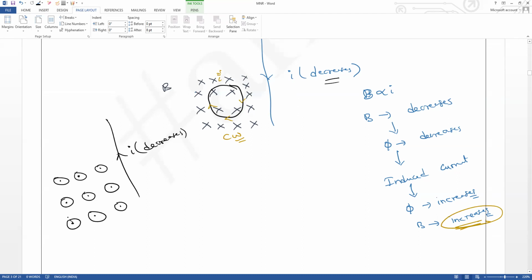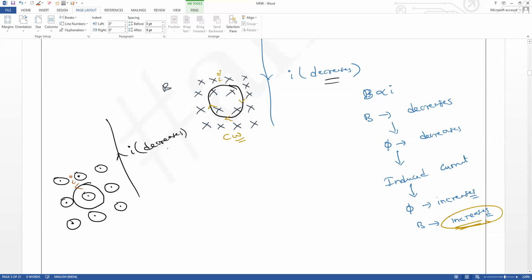Apply your right hand thumb rule. At this point, the field is coming out of the page. Is it right? The magnetic field is out of the page. Yes or no? Yes, sir. So now in this case, if I place one coil, what is going to happen? Coil is placed here. So what is the direction of the induced current?